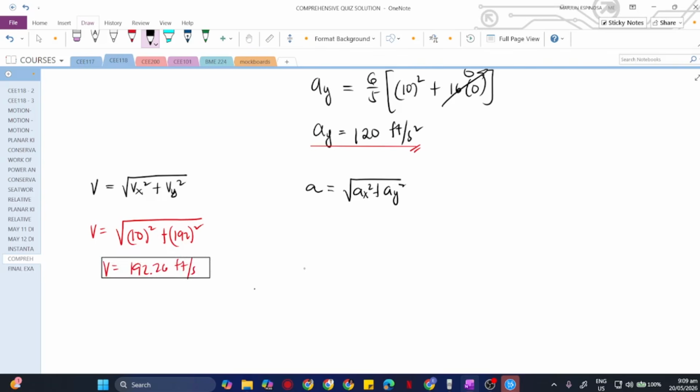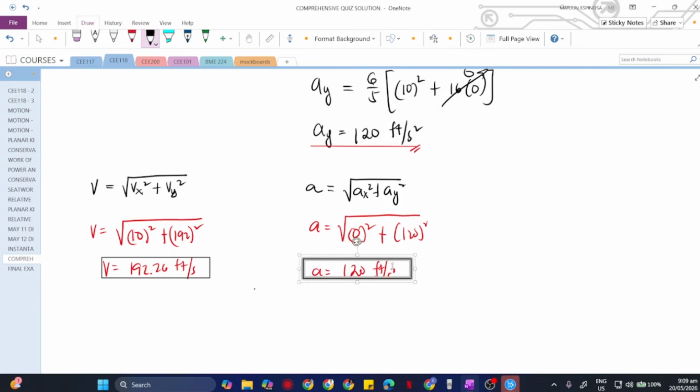Okay. Now, for the acceleration, no? So, yung acceleration x natin is 0 squared. Acceleration y is 120 squared. So, therefore, yung acceleration natin is 120 feet per second squared. So, yan naman yung sagot natin for the acceleration.